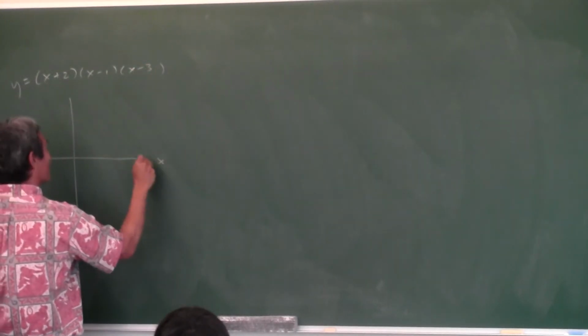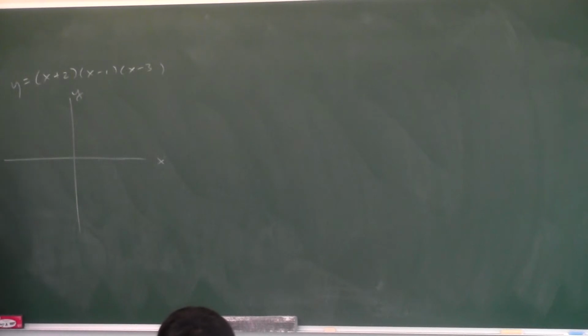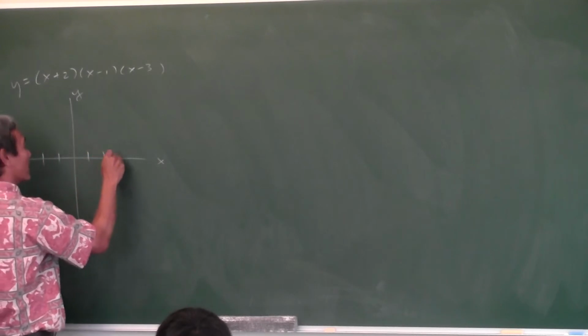Okay, when you graph polynomials or pretty much any graph, you look at the x-intercepts and you look at the y-intercepts, right? If it's in factored form, the x-intercepts are easy, right? What are the x-intercepts? Negative 2, 1, and 3.